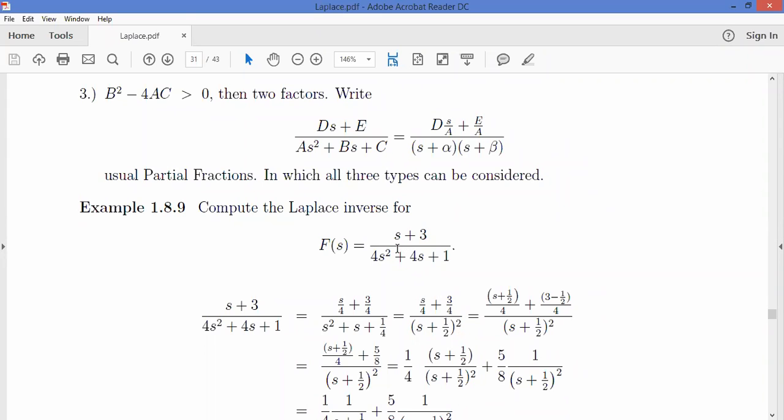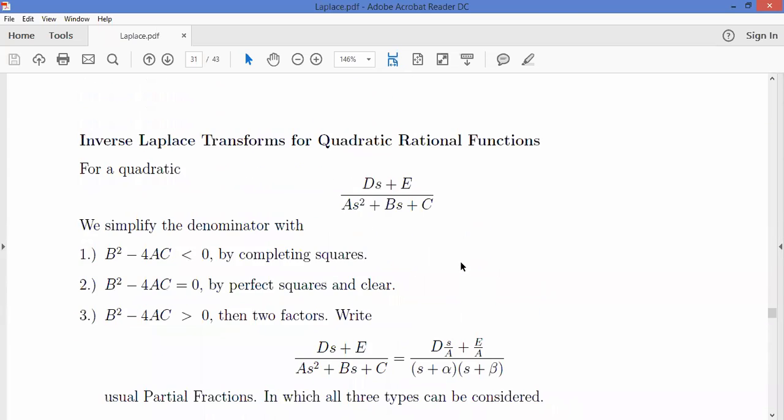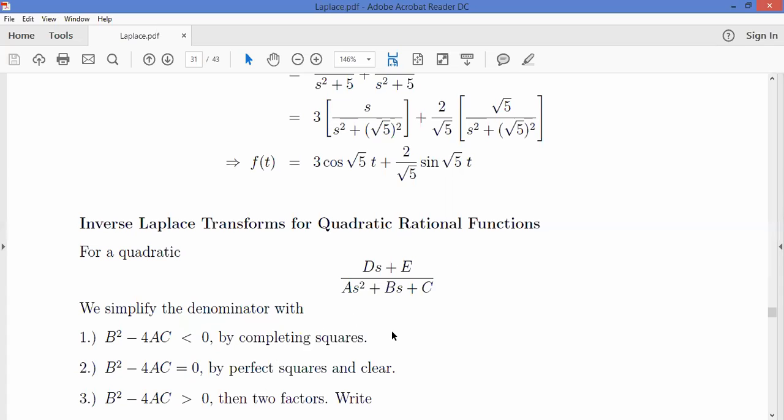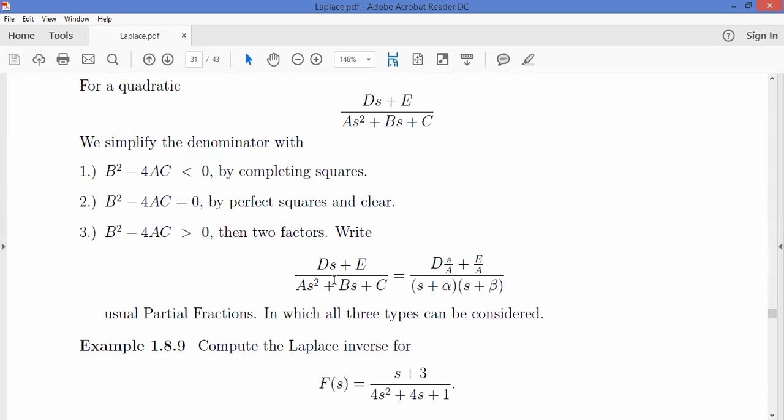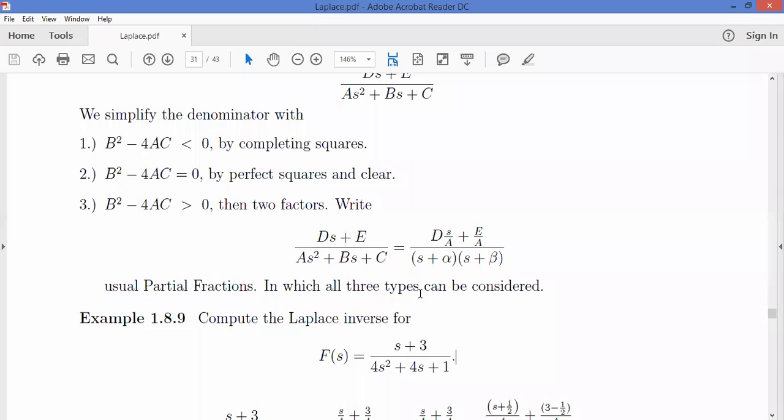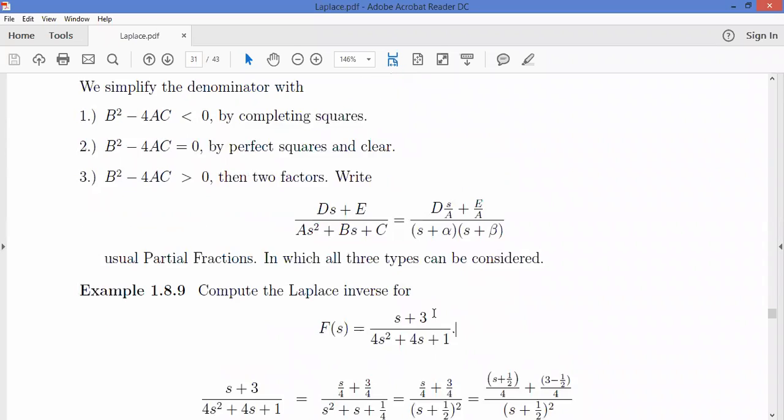So the first example is this one here. You have s plus 3 over 4s squared plus 4s plus 1. If you look at just the denominator, you will realize that it lies in category 1, where b squared minus 4ac is less than 0, and there you can use completion of squares. If you don't want to use completion of squares, you can devise any other method that you deem necessary.